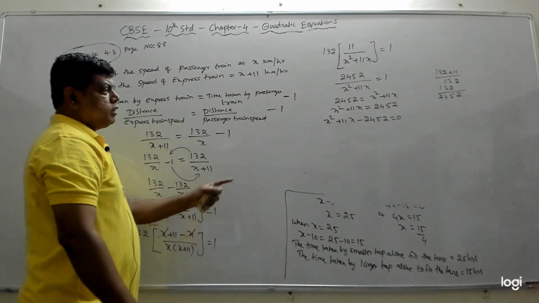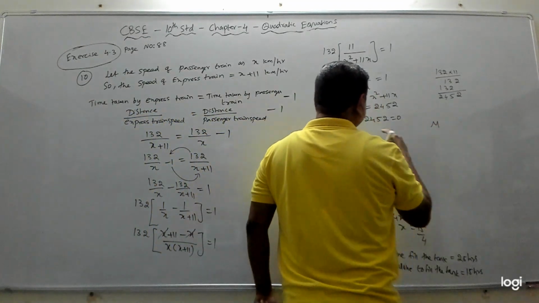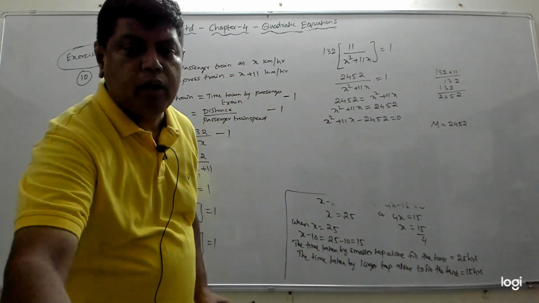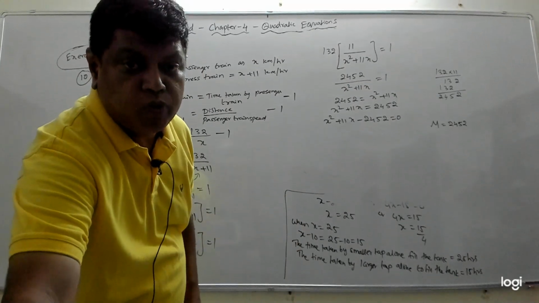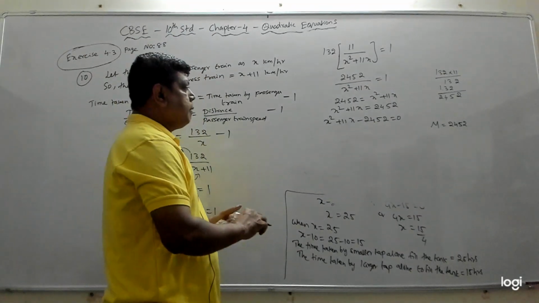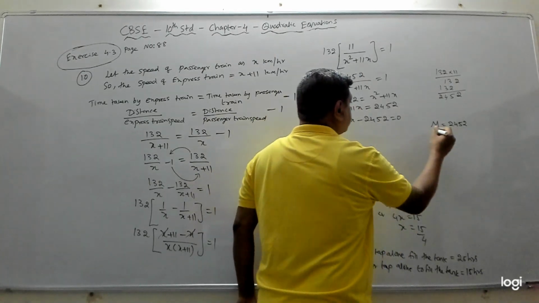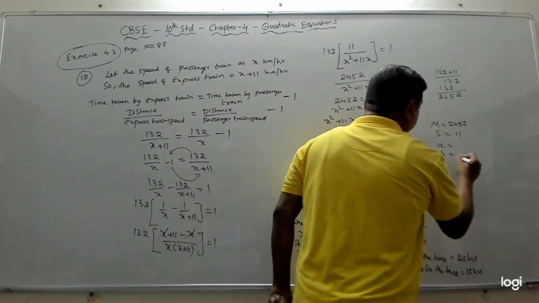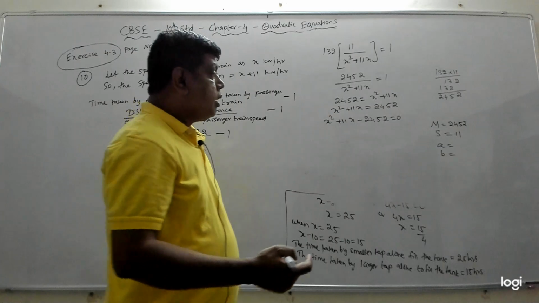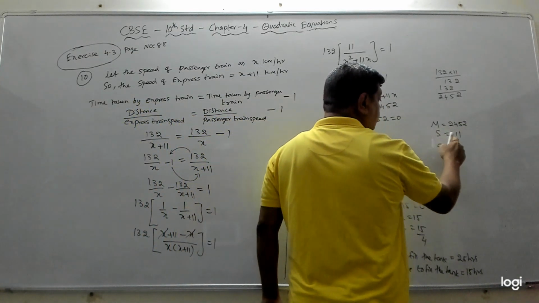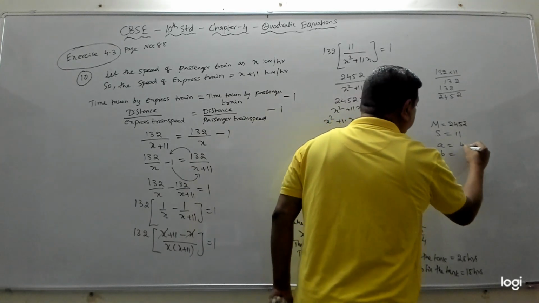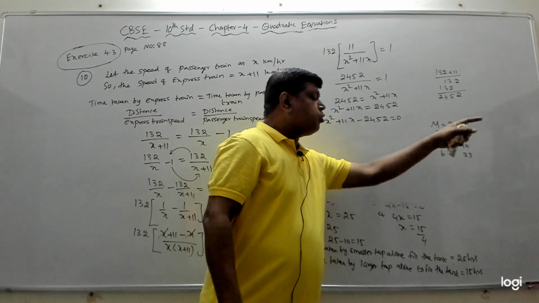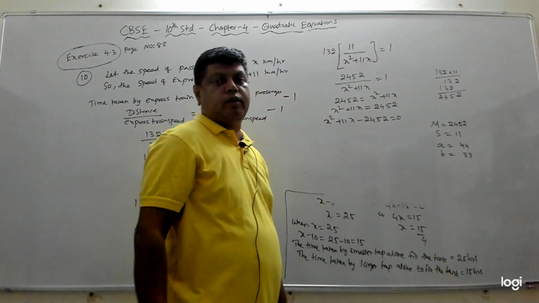Now we should find two numbers such that when I multiply the two numbers, I should get 1452, and the same two numbers, if I subtract, I should get 11. The numbers will be 44 and 33, because 44 into 33 will give you 1452, and 44 minus 33 will give you 11.